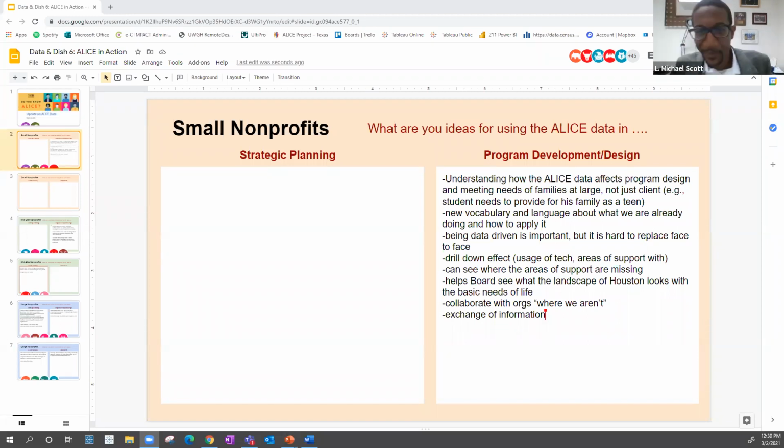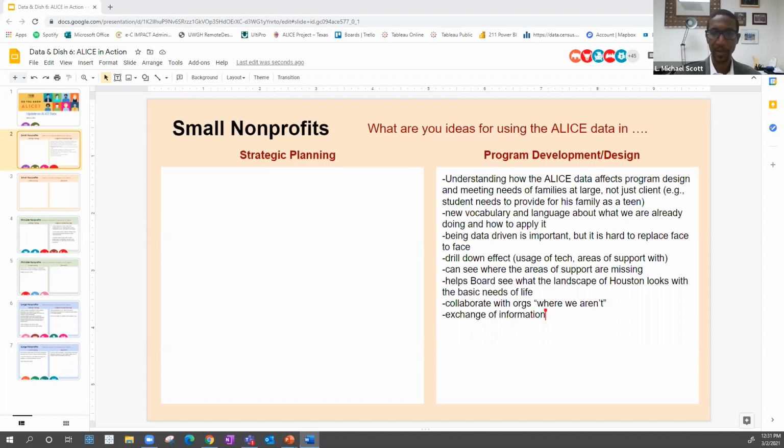And so what we discussed in our breakout group is probably similar to what y'all did, as far as the ALICE data affecting program design. For example, in my case, we serve young men and we help mentor them and bridge gaps for their families. If I have a young man who's trying to provide for his family, he might be 15, 16, but he's already been asked to pay the light bill, cell phone bill, whatever. That pulls away from our program.